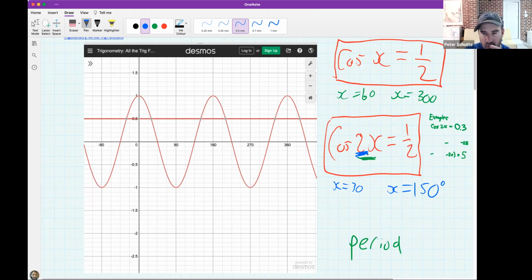Okay, so that's all I wanted to do. I wanted to show you that if there's a 2 in front of the x, it not only changes the period of the graph, it also affects the answers. And so now what we're going to do together is solve a trig equation that shows us how this works. In fact, let's solve the same trig equation that we did above, using the method we learned in the last lesson.